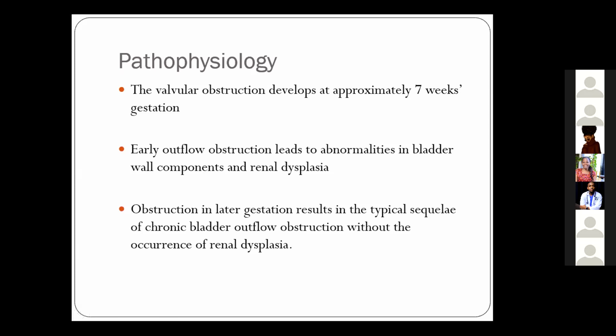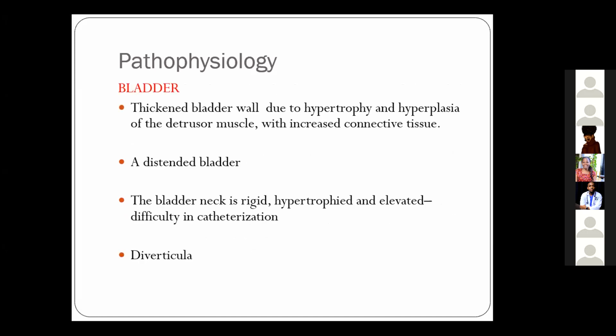So if there is early outflow obstruction, then the patient is likely to have renal dysplasia. If the obstruction is later, then it results in the typical sequelae of chronic bladder outlet obstruction without the occurrence of renal dysplasia. So in the bladder, what happens to the bladder if there are posterior urethral valves?